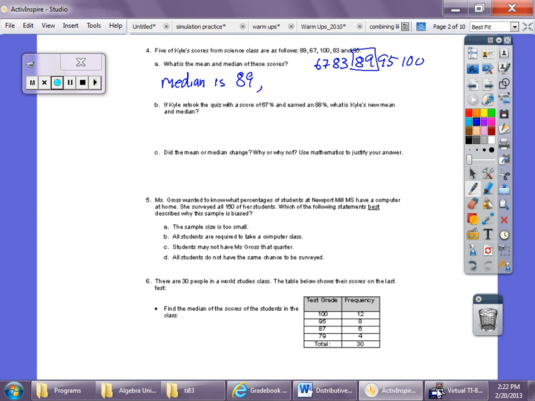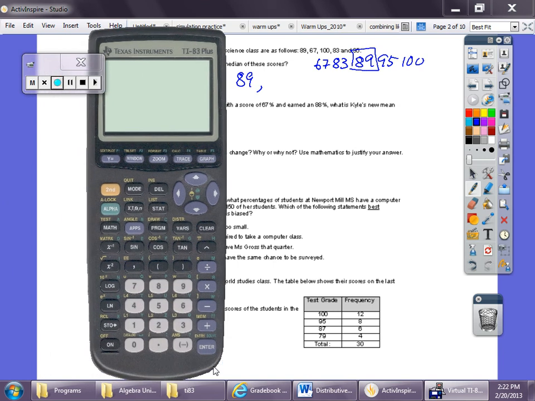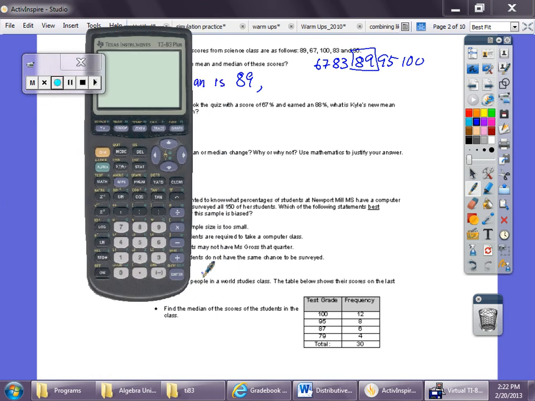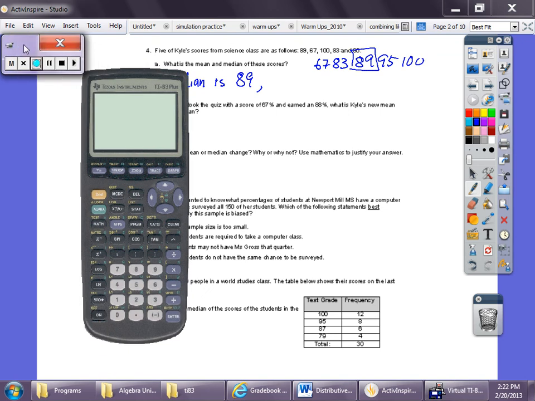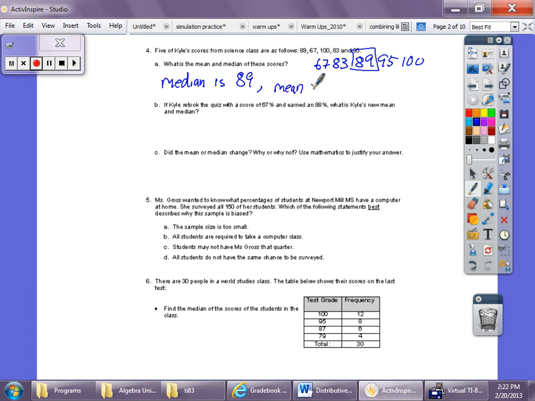To find the mean, we add them all up. This is a little bit smaller. All right. So we have 67 plus 83 plus 89 plus 95 plus 100. We hit enter and then we divide it by 5. So we get an average. Our mean, the average, is 86.8.